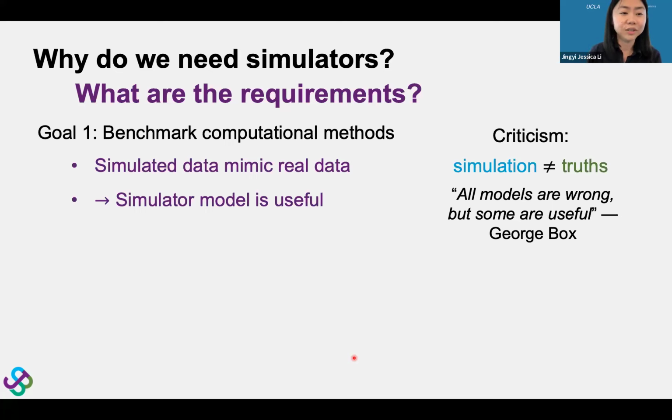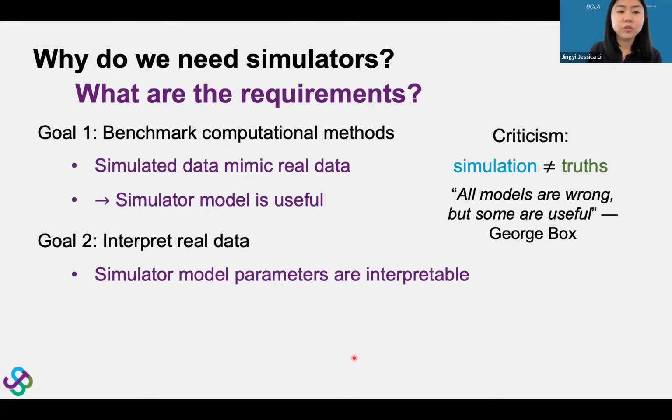That's the reason why we still use models, even though we know statistical models are not mechanistic models and they do not represent science. The second goal is to use the model. If it's useful, if it's reasonable, we can use it to help interpret real data. And this is what statistical inference is all about, right? We want to use the model parameters to inform some underlying ground truth behind our data.